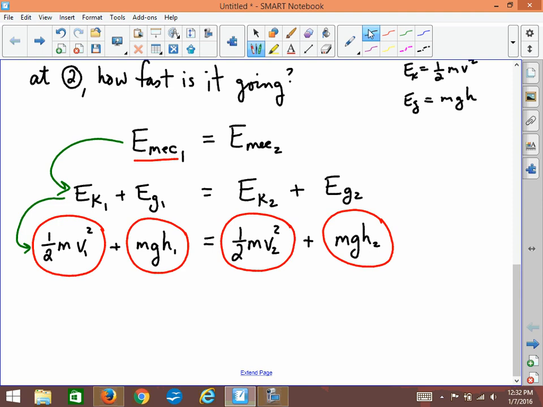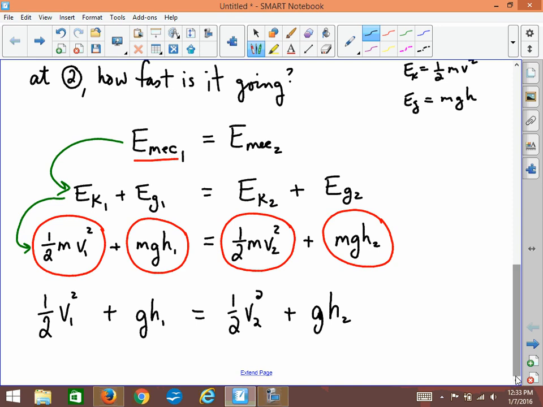If I divide this by m, well, m divided by m, we say it cancels because it turns into a 1. So this becomes just 1/2 of 1 times v1 squared, and we don't need the 1 anymore. And if I divide this by m, it just becomes gh1. And if I divide this by m, it's 1/2 of v2 squared. And if I divide the last one by m, it's just g times h2. So the m's have disappeared. That's why I didn't have to tell you what the mass of the roller coaster car was. We don't even need it. It's gone from our work. And that makes our life simpler.